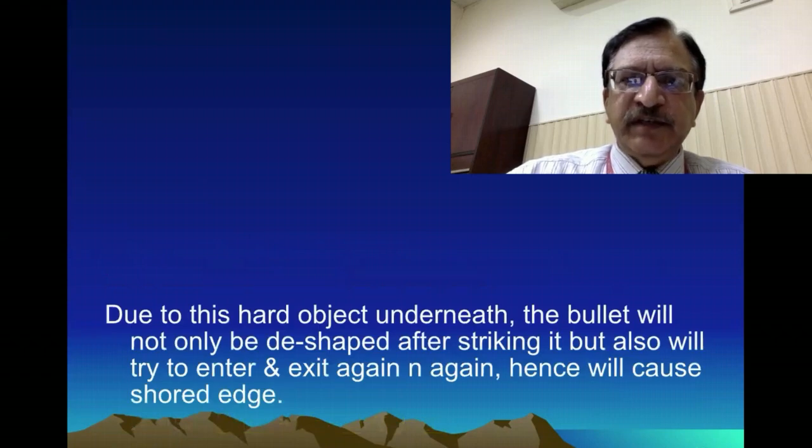And because of this support of the hard surface, the bullet at the exit point will not only be deformed by striking the hard surface, but after striking it will recoil back and try to enter back into the victim's body. And this to-and-fro movement will keep on for some time, and this will cause the margin or the edge to be shored.